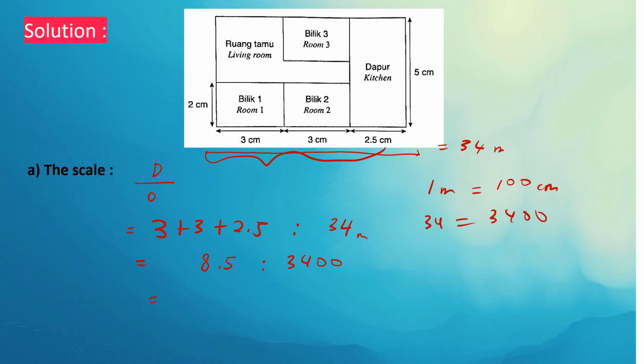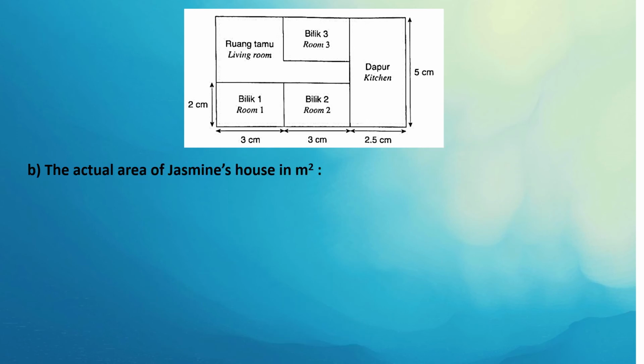So remember the ratio, you must change to 1. So 8.5 to become 1, divide by 8.5. The other side also the same, you divide by 8.5. So you press your calculator, 3,400 divided by 8.5 equals 400. So your scale is 1:400.